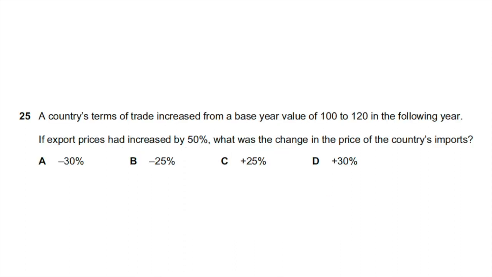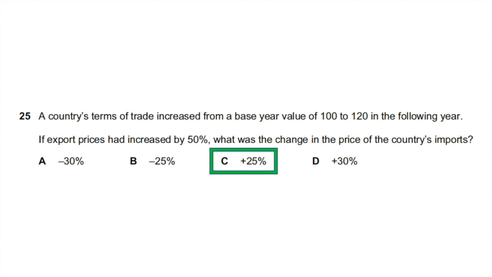If a country's terms of trade increased from a base year value of 100 to 120 in the following year, if export prices had increased by 50%, what was the change in the price of the country's imports? The correct answer here is C, positive 25%.